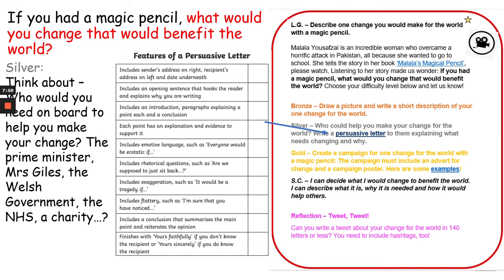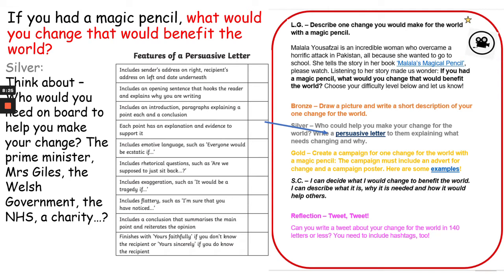Remember, that's really powerful words and vocabulary. You need to include rhetorical questions. Remember, those are questions that don't need an answer. You might include exaggeration, which is going over the top, and it might make your problem seem like it is life or death. So have a look at that success criteria if you're going to attempt the silver challenge.